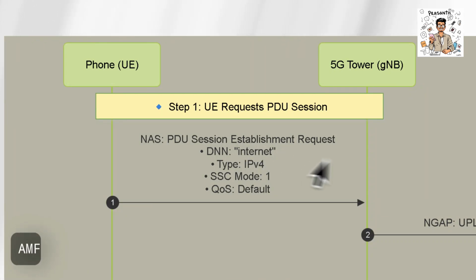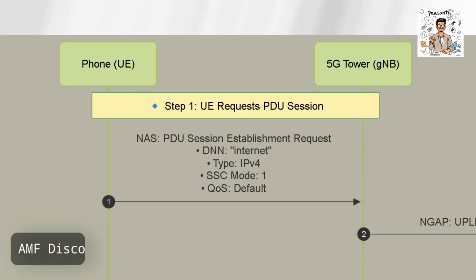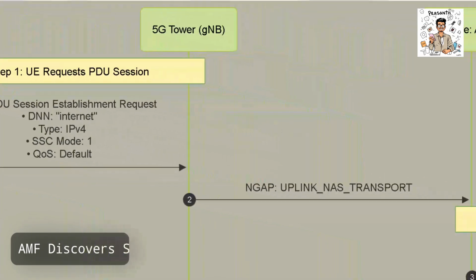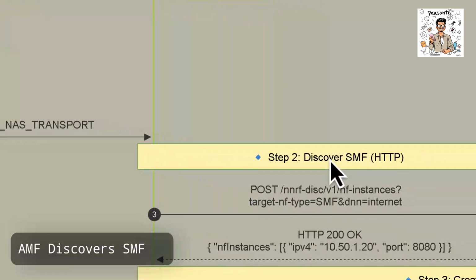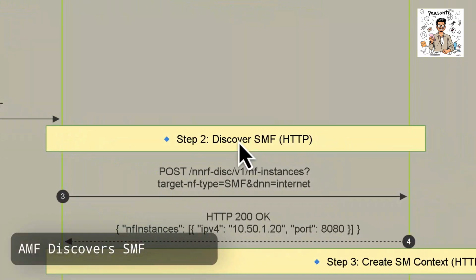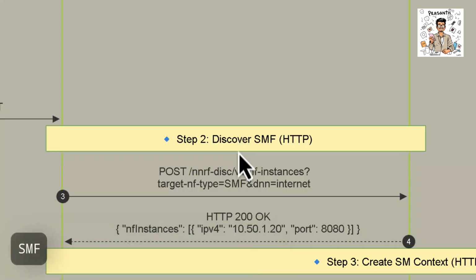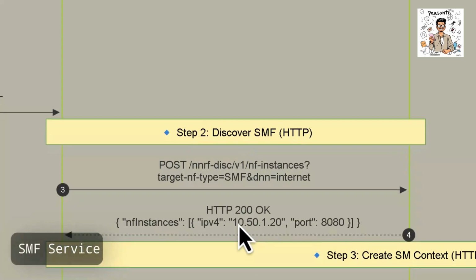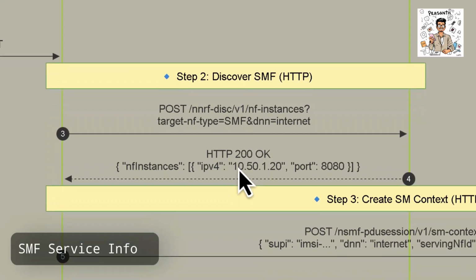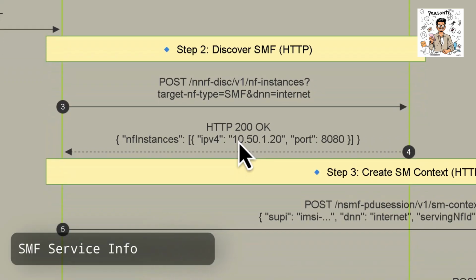Next, the access and mobility management function discovers the session management function by sending an HTTP POST request to the NRF, specifying the SMF and the Internet DNN. The service registry responds with an HTTP 200 OK message, providing the IPv4 address and port of the SMF to the AMF.